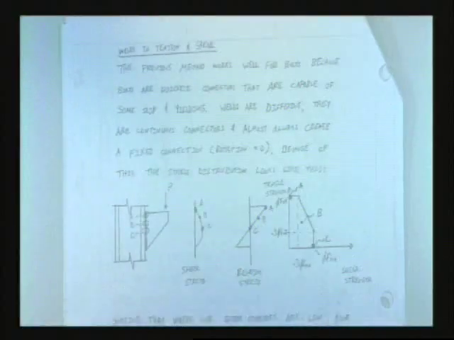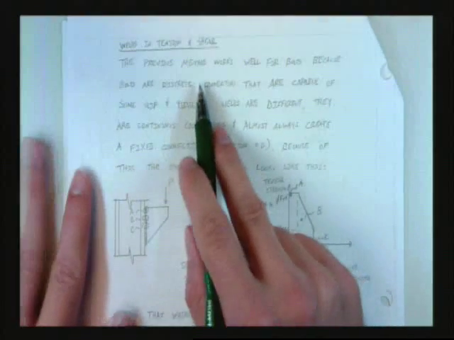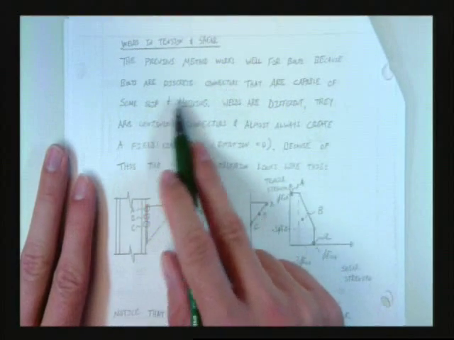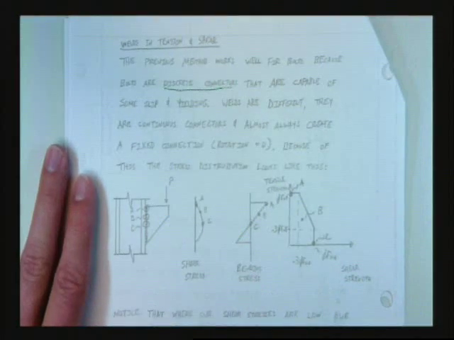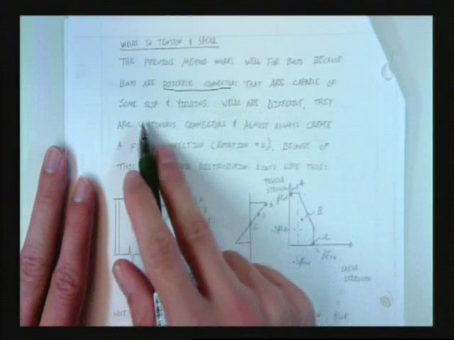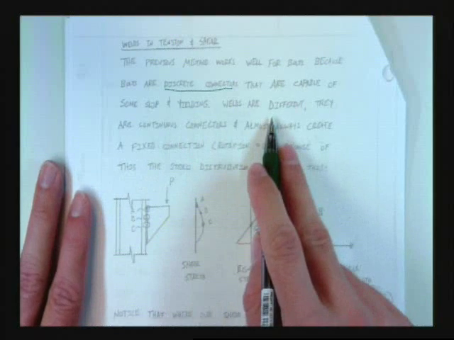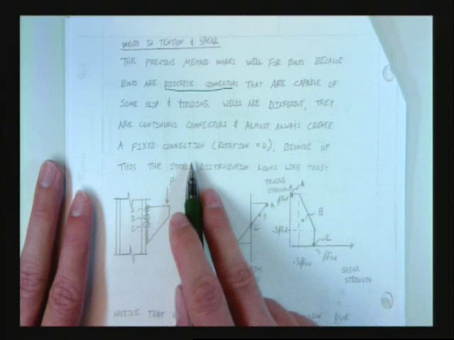No questions. Okay, so now let's talk about welds. What do you think about welds? Are they going to be the same? No. It'd be too easy if they were the same. Let's talk about why they're not the same. The previous method works well for bolts because bolts are discrete connectors. What does that mean? That's right. All the load is transferred at one point. They're discrete connectors that are capable of some slip and yielding. Welds are different. They are continuous connectors and almost always create a fixed connection.